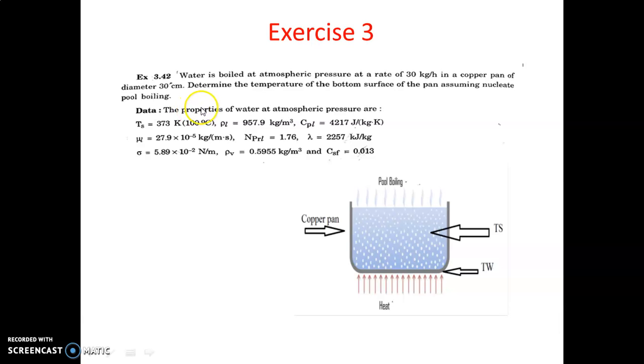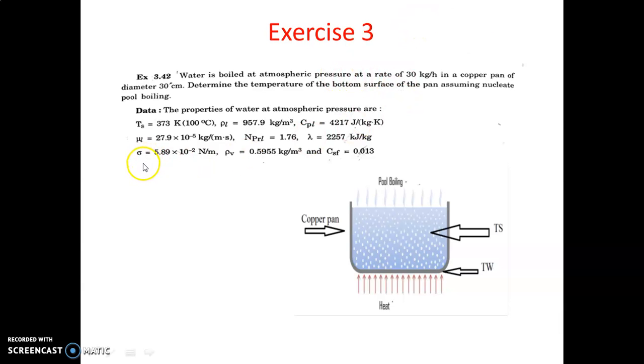The data is given as the properties of water at atmospheric pressure: Ts, that means saturation temperature, 371 Kelvin; rho L, density of liquid, 957.9 kg per meter cube; CPL, specific heat of liquid, 4217 joules per kg Kelvin; mu L, viscosity of liquid, 27.9 into 10 to the power minus 5 kg per meter second; Prandtl number of liquid 1.76; lambda, latent heat of vaporization, 2257.